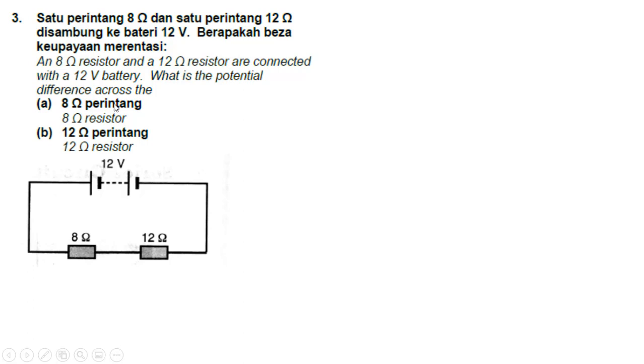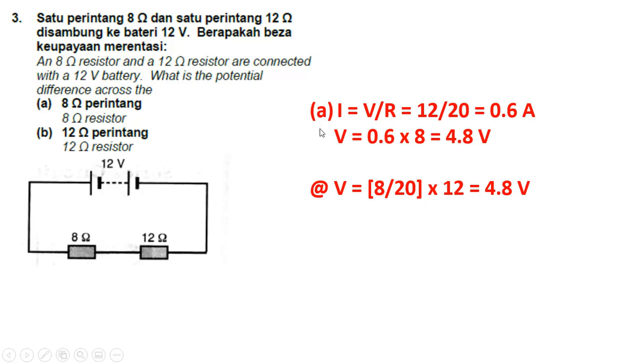In order to calculate the potential difference, we use V equals IR, where R is the 8 ohm or 12 ohm. So we have to calculate I. To calculate I, we use the formula I equals V over R, where V is the battery voltage and R is the effective resistance. So we have to find the effective resistance first: 12 over 20. How do I get 20? 8 plus 12 equals 20. 12 over 20, you get 0.6 ampere.